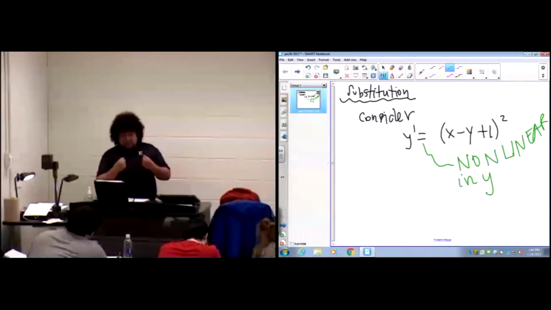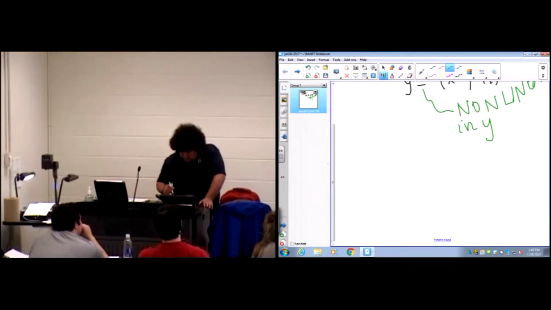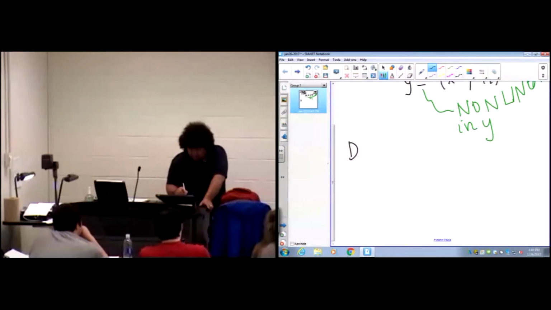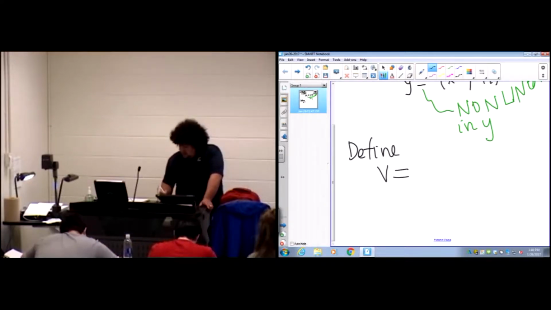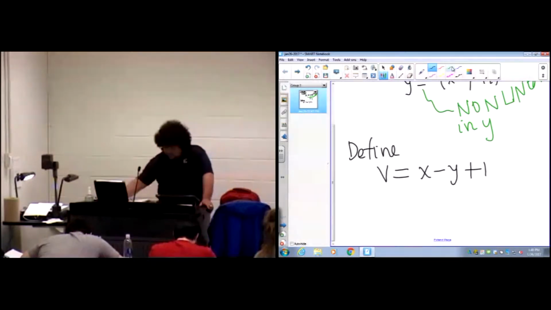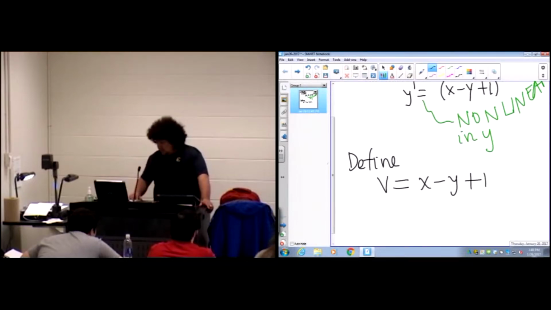But that's not the end of the word. So we can actually define a new variable. We're going to say v is x minus y plus 1. So that v is the argument of this function. This function is taking the square of something. So we're going to see what happens if we set that argument to have a new name.